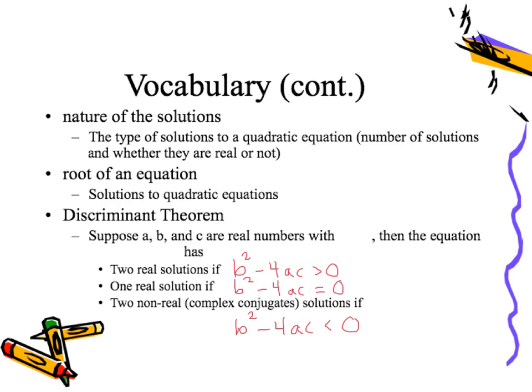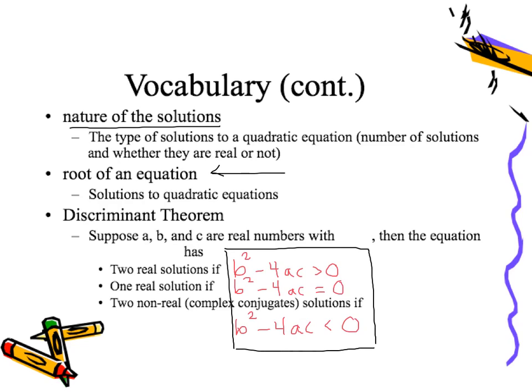Now, anytime the directions say to determine the nature of the solutions, that's all they're asking you to do: identify how many solutions there are and what type they are. And that's going to be based upon what this discriminant theorem tells us. When you find those solutions, another name for finding the solutions when ax squared plus bx plus c equals 0 is also called finding the roots of a quadratic equation.